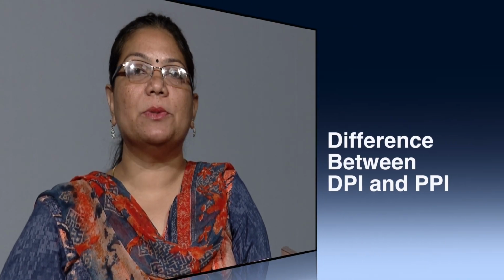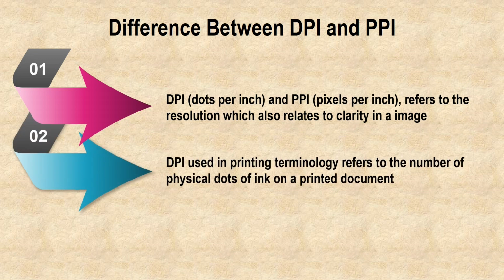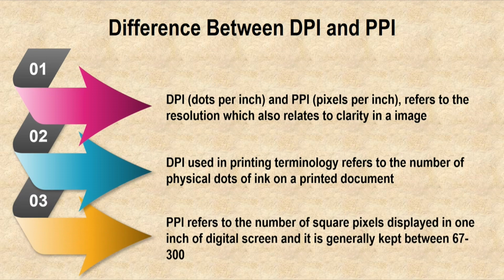Difference that exists between DPI and PPI. Generally DPI and PPI refer to the resolution, which also relates to the clarity of an image. DPI, or dots per inch, is used in printing terminology, and it refers to the number of physical dots of ink in a printed document. Further, pixels per inch or PPI refers to the number of square pixels displayed in 1 inch of a digital screen, and it is generally kept between 67 and 300. So, these kinds of units are needed in order to express the resolution of an image.